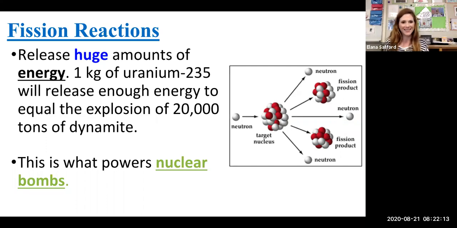Fission reactions release a huge amount of energy. Okay, these are what power nuclear bombs. These are very, very powerful reactions. Nuclear power plants, that's a fission reaction. Huge amounts of energy released, very powerful.